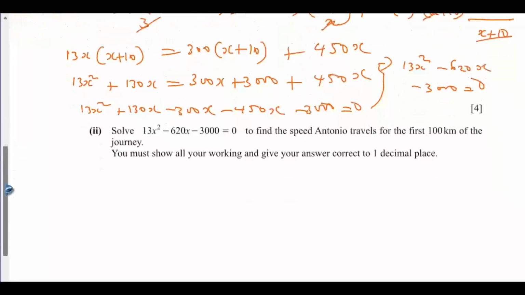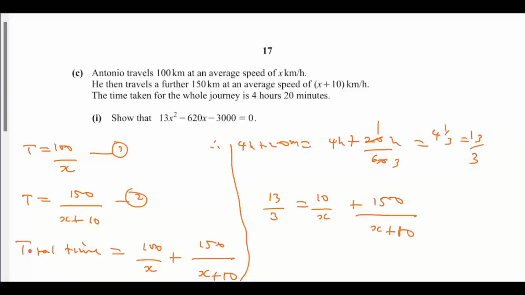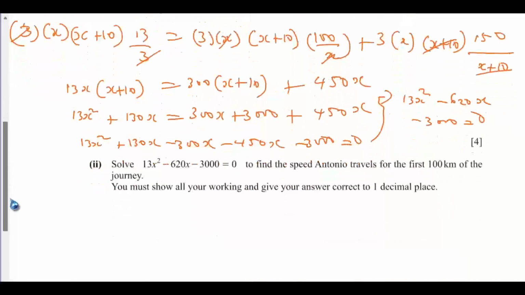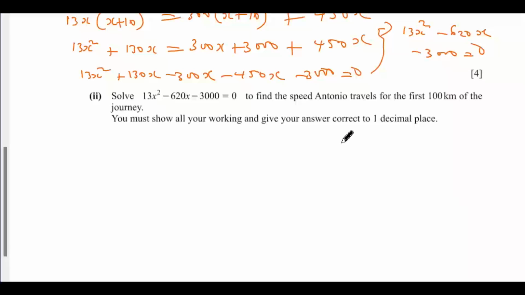So let's go to the next question. Let's scroll down. We are to solve this equation. Question 10C, Roman figure 2. Solve 13x squared minus 620x minus 3000 equals to 0, to find the speed Antonio travels for the first 100 kilometers of the journey. You must show all your working and give your answer correct to one decimal place.